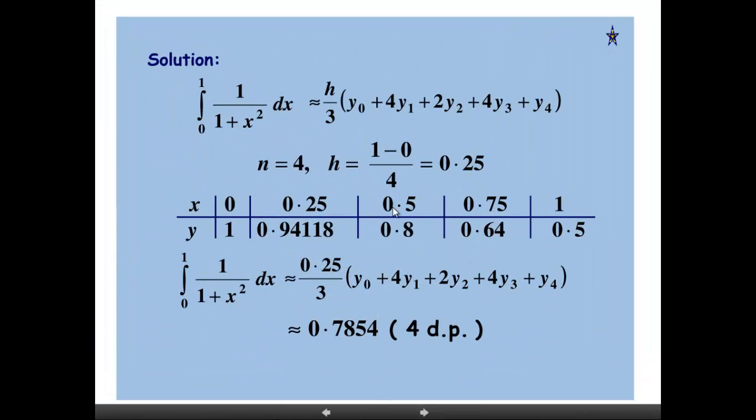Good idea to write out a table of values like we've done with other rules, like the trapezium rule and the mid-ordinate rule. So because we're going between 0 and 1, with 4 strips, we're going to have a width of a quarter, aren't we? So it goes 0, a quarter, a half, 3/4, 1. We find out the y values by putting these x values each in turn into here. And then plug everything into our formula. And this is what we should get.